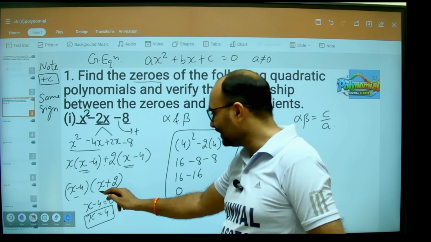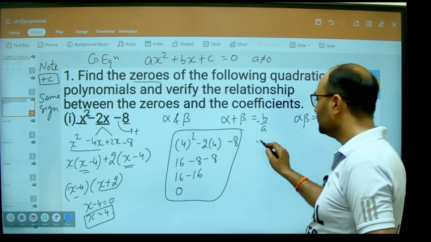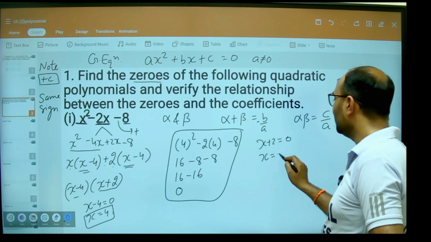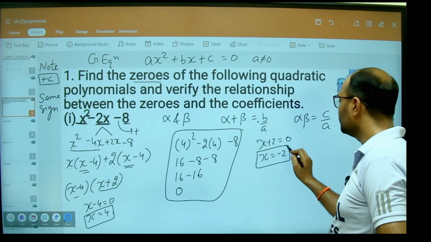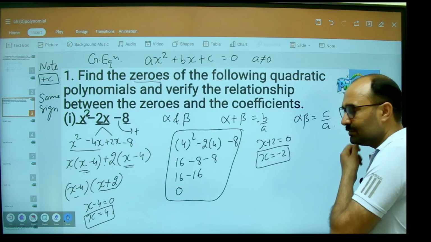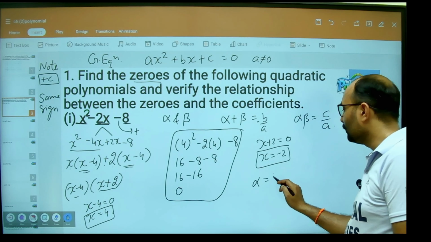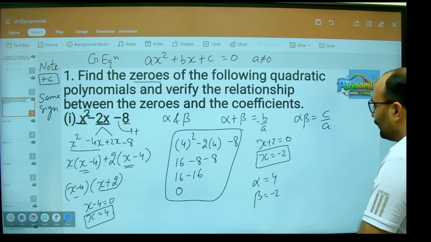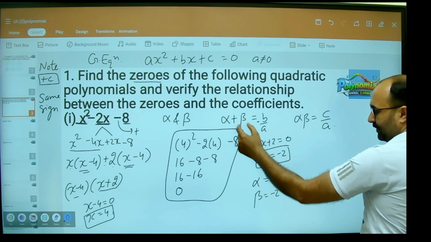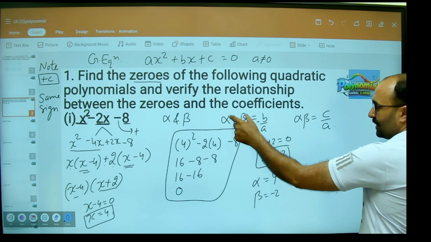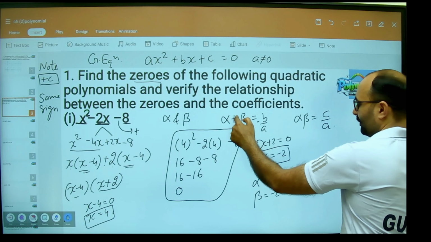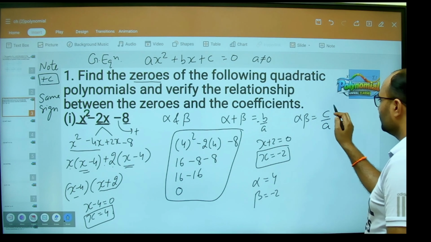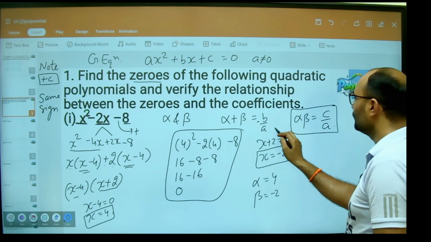Now consider the second, x plus 2 equal to 0, x is equal to minus 2, so this is also 0. The two zeros are, I am assuming alpha is equal to 4, beta is equal to minus 2. Now substitute this value here, alpha is 4, this is minus 2, 4 minus 2, we will substitute here alpha and beta.